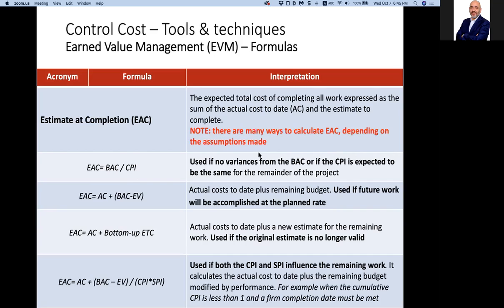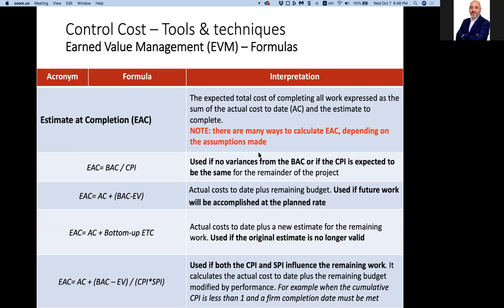So what are the assumptions? If I give you in the exam that there will be no variances from the budget at completion, or that the cost performance index is expected to remain the same all the way from now till the end of the project, then you can rely on this performance index as a reference to divide by my performance. If I divide the budget at completion by 0.7, I get a number higher than the initial budget at completion, because I am moving at a 70% pace. If I divide by 1.2, I get a lower number. Right? If I divide 100 by 1.2, I get about 70. So the estimate at completion will show savings.